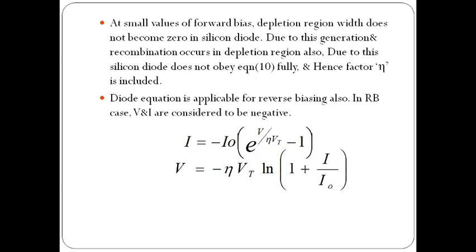Clear? So why does the silicon diode not obey the diode equation? Because for the smaller values of forward bias, the depletion region width is not zero in the silicon diode. This is the main reason. Due to this, generation and recombination occurs in the depletion region. So it is not obeying the theoretical diode equation we derived. To minimize the error between the practical and theoretical values, we include eta, which equals 2 for silicon and 1 for germanium. Clear?